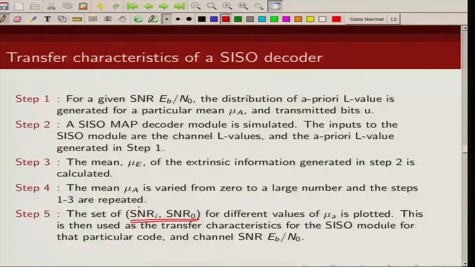So, this is my input a priori SNR, this is the extrinsic information SNR. We plot it for a particular value of signal to noise ratio, and this is my transfer characteristic for that particular decoder, which is a function of the channel operating SNR, and of course, it is a function of the constituent encoders that I have used.